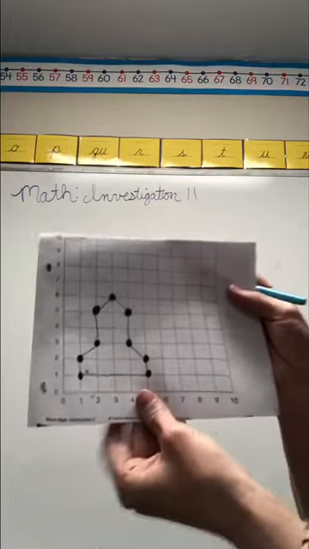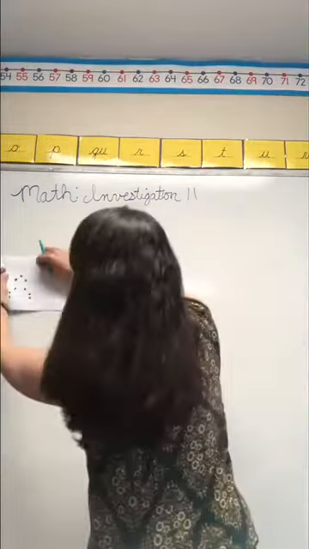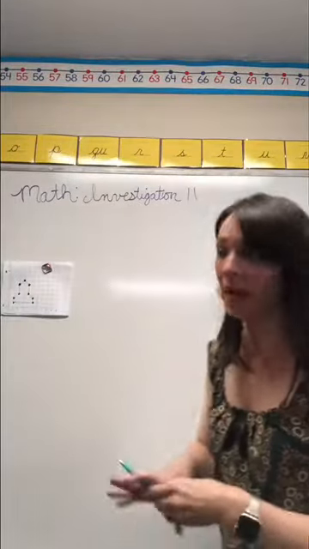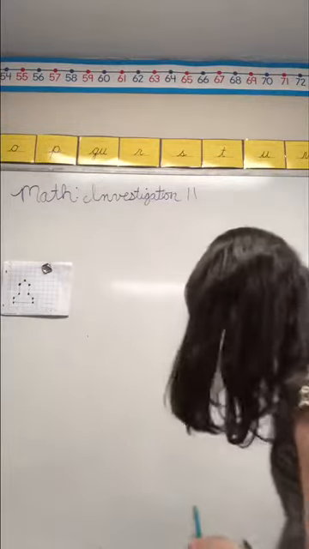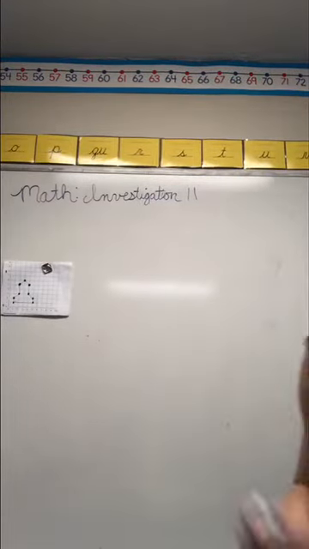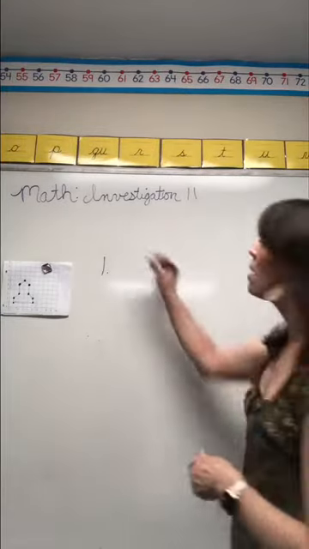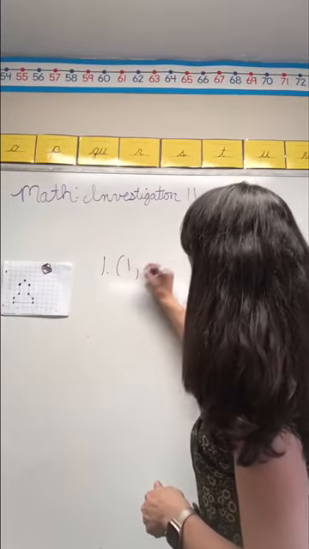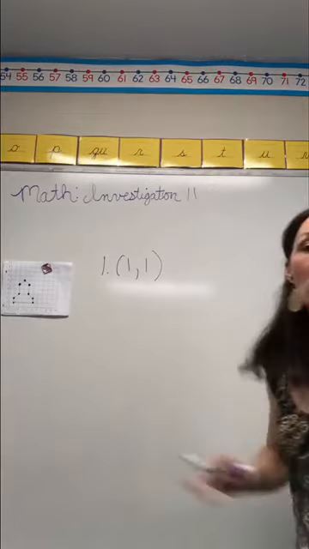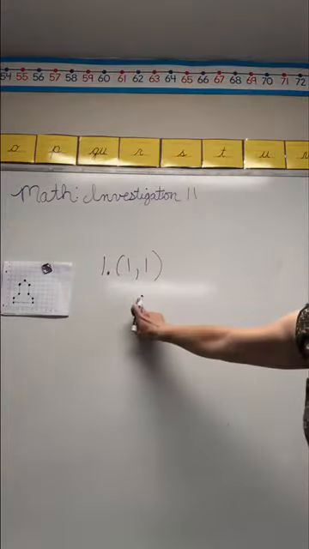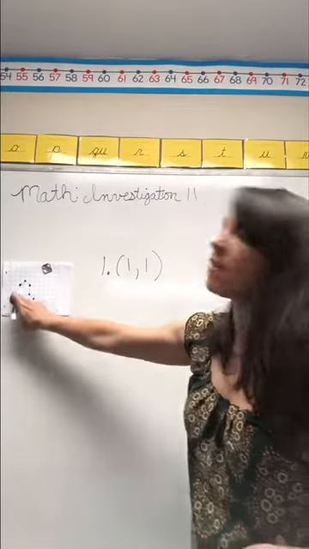So my first instruction to someone, if they had a blank piece of this grid paper and all they had were my instructions to follow to make this shape, my instruction number 1 would tell them to do 1, remember we put it in parentheses, comma, 1. And so then they would know that they need to go 1 to the right and then 1 up.